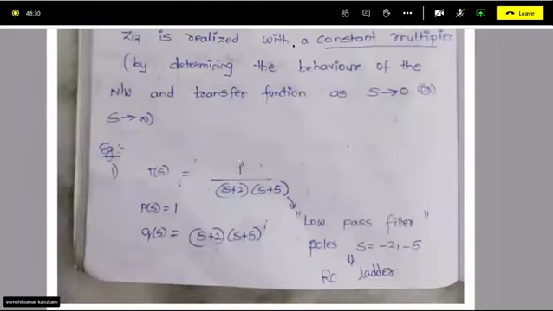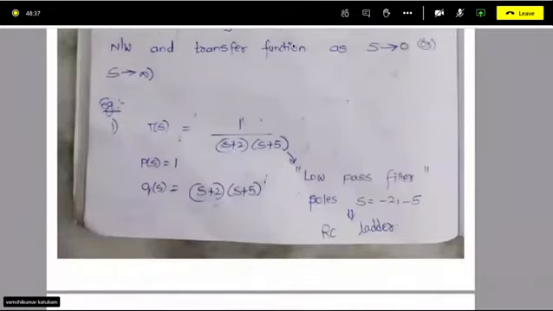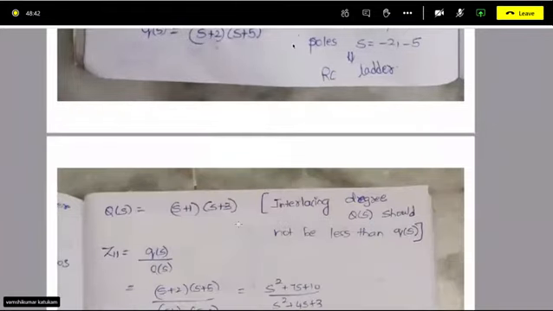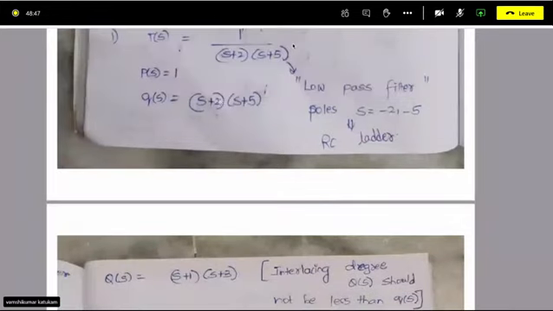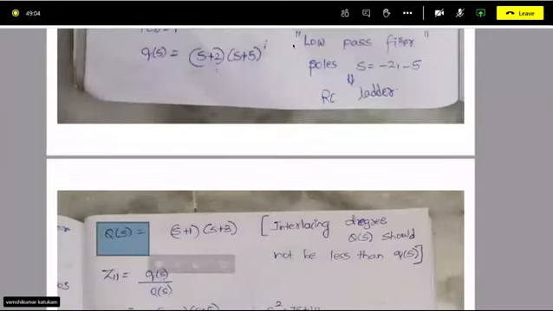So take first P of s is 1, Q of s is distinct, it is a low pass filter. Now, the poles are -2 and -5. Now select capital Q of s. I told you Q of s should be interlacing, and its degree should be greater than or equal to that of small q of s. So first we will take the degree of capital Q of s equal to that of small q of s.